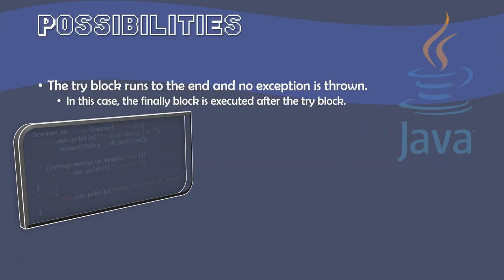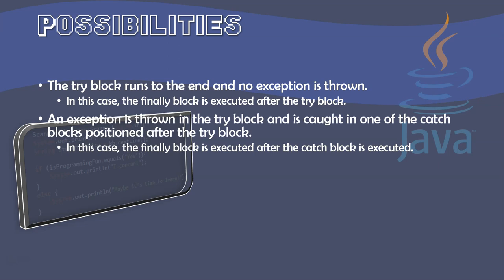The first one, of course, is that the try block is going to run to the end and no exceptions are thrown, just normal execution. In this case, the finally block is going to be executed after our try block has been executed. An exception is thrown would be our second scenario. So we throw an exception in that try block, it's caught in one of our catch blocks, and in this case, the finally block is executed after the catch block has finished its execution.